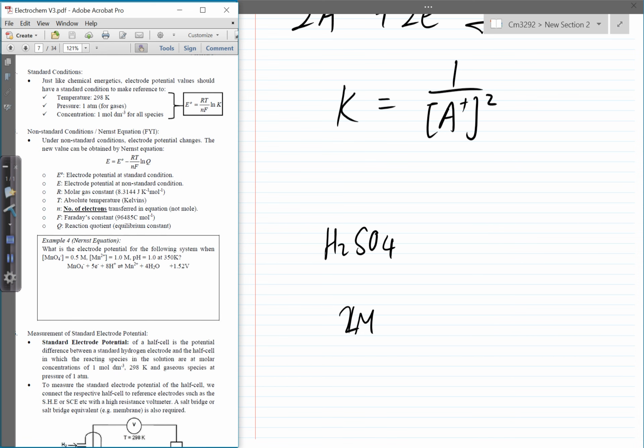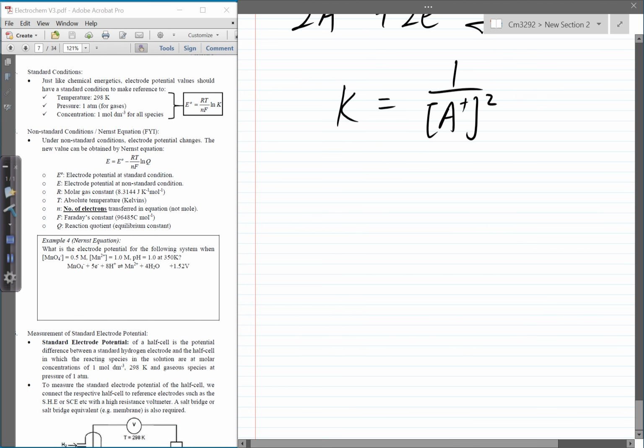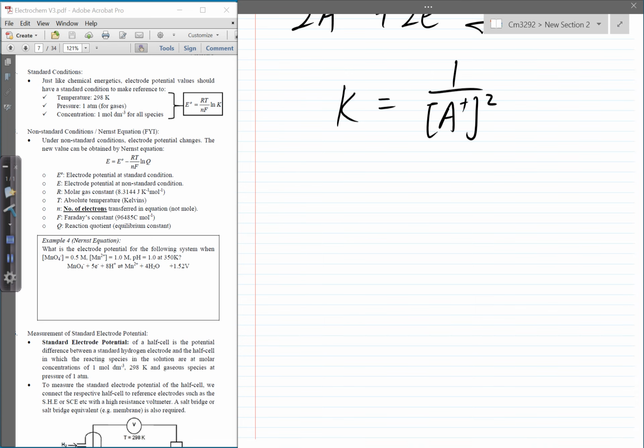So next part, non-standard conditions, or your Nernst equation. I believe your notes should have briefly touched on this, right? So this is for standard conditions. Of course, you can't always establish standard conditions, especially temperature. So what should you do? You can just use a non-standard condition equation, right?